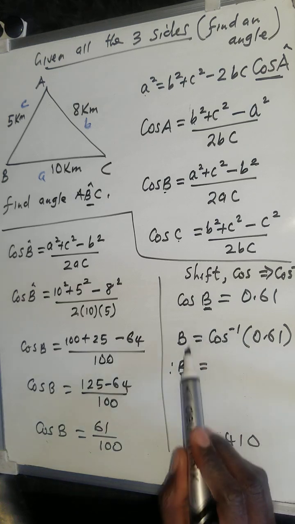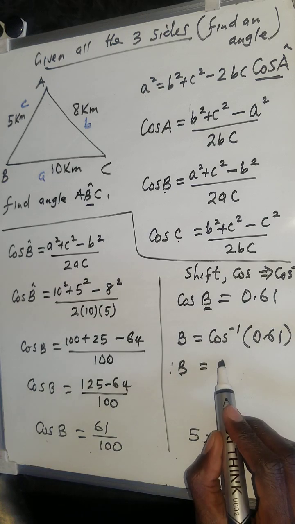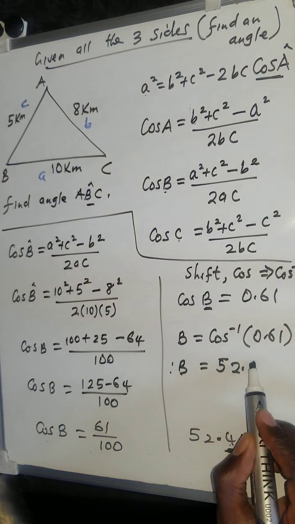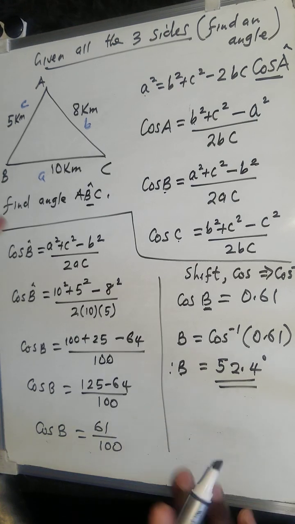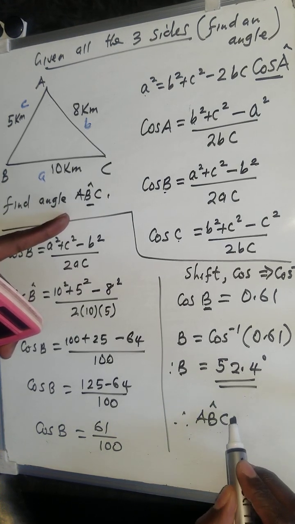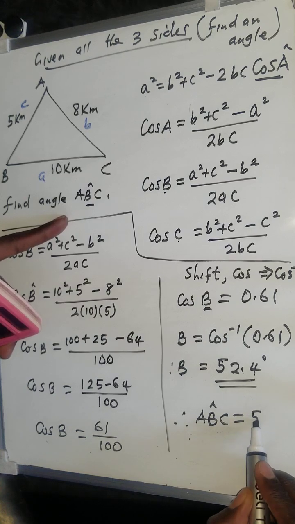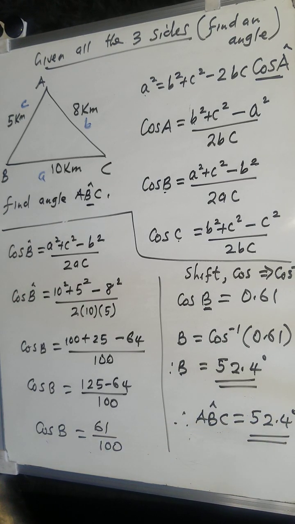It will give me 52.41. Now angles are left to one decimal place, meaning after the decimal point you just count 1. So it is going to be 52.4 degrees. Angles are left to one decimal place. Therefore the angle ABC, the angle at B, is simply 52.4 degrees. So that is the way you can go about it.